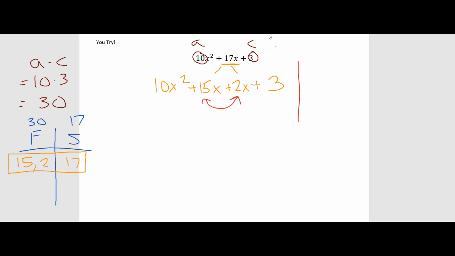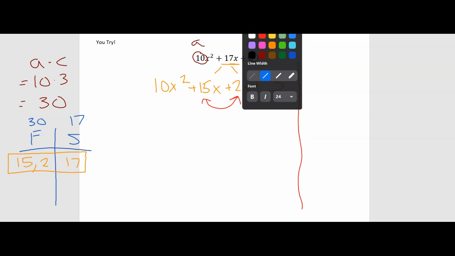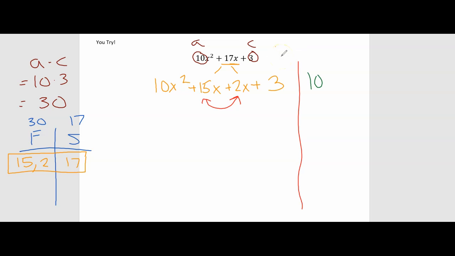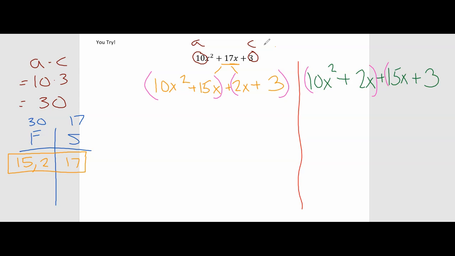Maybe we'll actually do it the opposite way over here, just so you can see that our final answer will be the same. So I'll put my 2x first here, my 15x second, and we'll just do it side by side. Remember, now I'm going to factor by grouping. So I'm going to put parentheses around the first two terms and the last two terms.